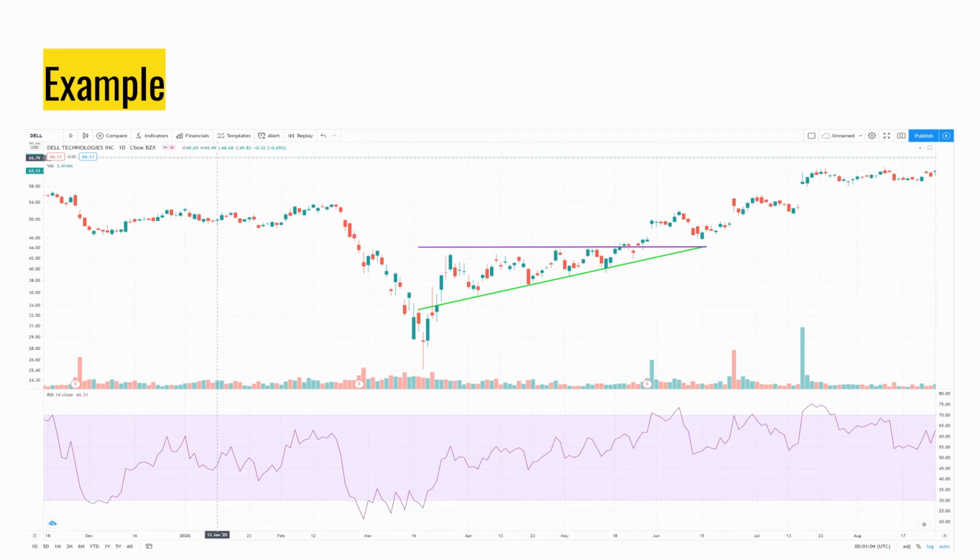Now that we got all the concepts out of the way, let's look at a real-world example. So what kind of triangle do we have here? If you answered an ascending triangle, then you are right. How do I know this is an ascending triangle? I know this because the upper trend line is represented by the purple line and it's relatively flat, while the lower trend line that is represented by the green line is relatively sloping upwards.